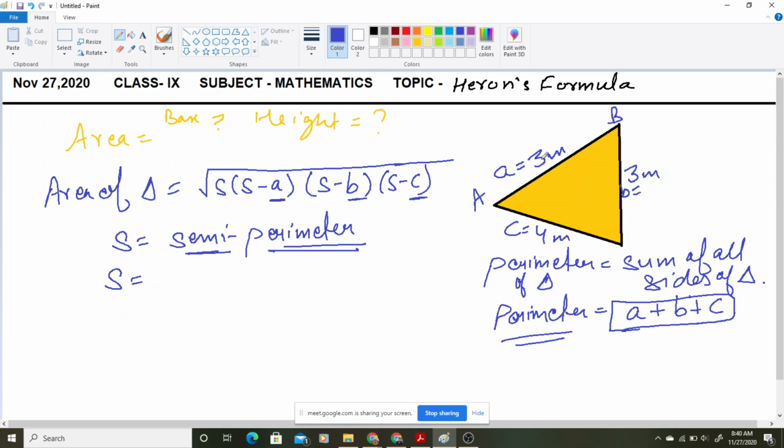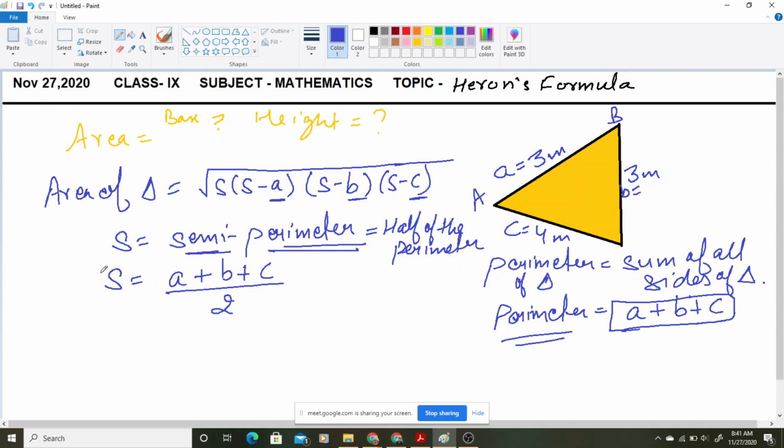Would you write this thing if you are going to find the perimeter? Yes, sir. You will add all the three sides. तुम तीनों sides को add करोगे. When I am talking about semi perimeter, I already told you that semi perimeter is half of the perimeter. So can I write S equals A plus B plus C divided by 2? We can write this thing.